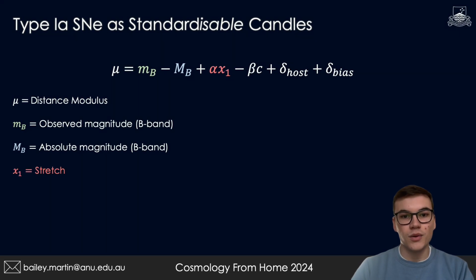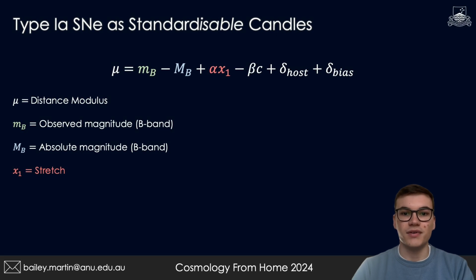So the stretch quantifies the shape of a supernova's light curve by describing the rate at which the supernova fades after it's reached its maximum brightness. This is an important correction to make because the stretch of a supernova is correlated with its intrinsic luminosity, with broader light curves being observed from supernovae with a larger peak brightness.